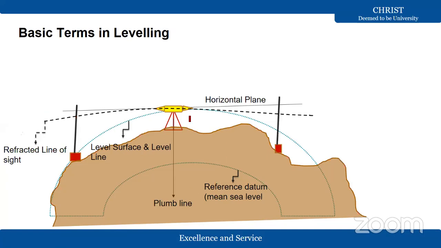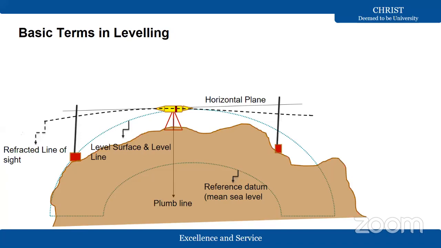Then if I keep a leveling instrument at some point on the earth surface, the line of sight will be horizontal. With reference to the horizontal line of sight, we are going to measure the relative elevation of these 2 points. These red color posts are the 2 points. In between the 2 points, I am going to measure the relative difference in elevation. Your instrument's vertical axis will be a plumb line. Plumb line means it is along gravity. And the reference datum is the mean sea level.